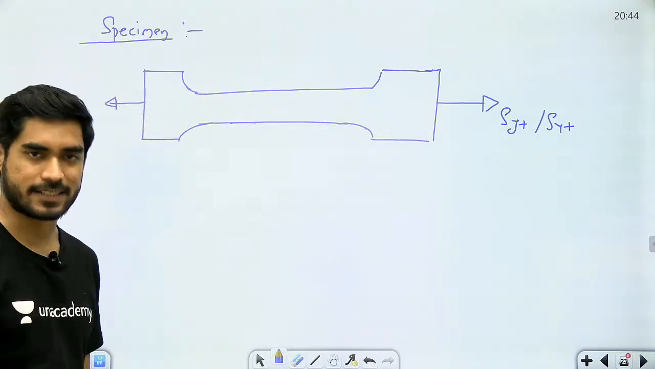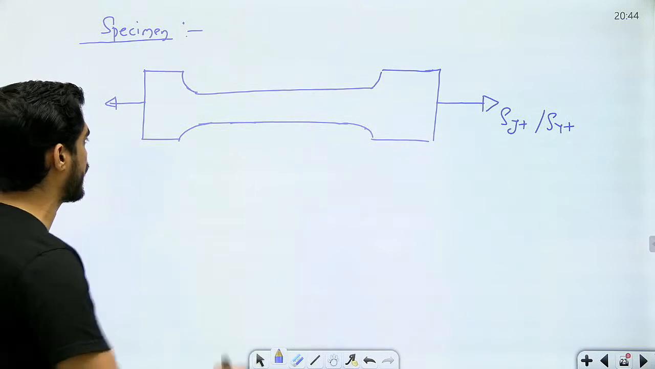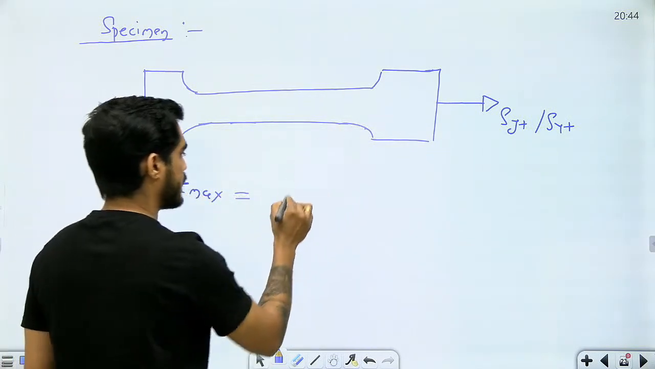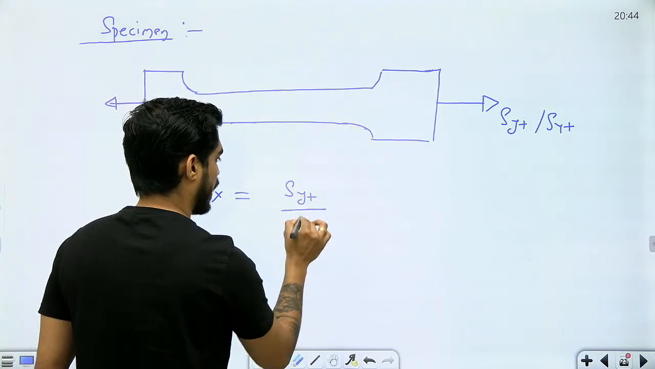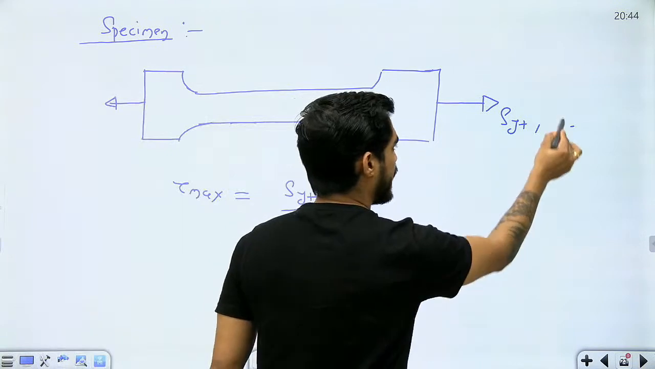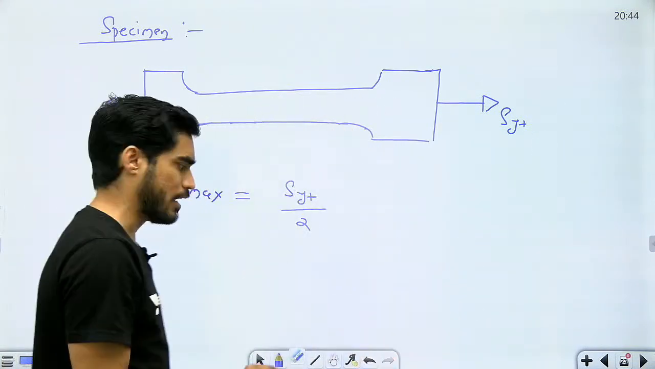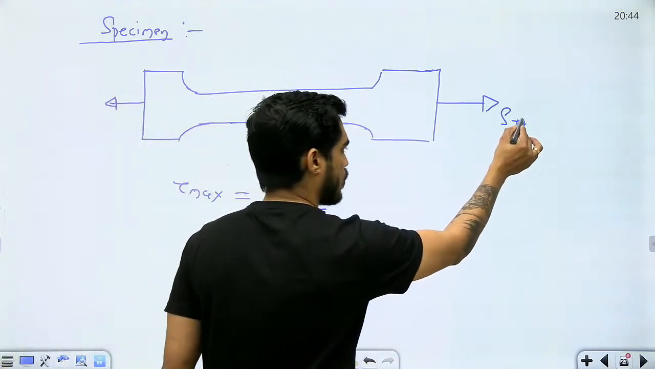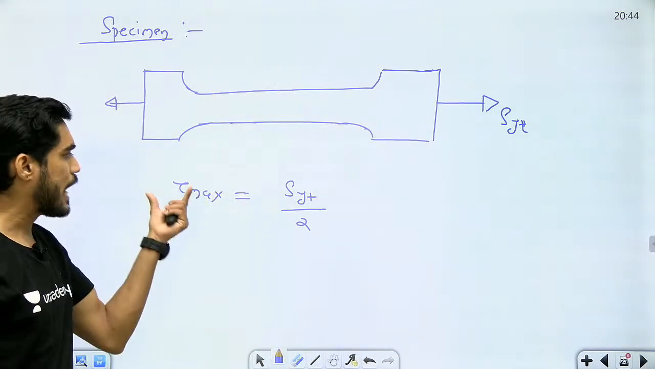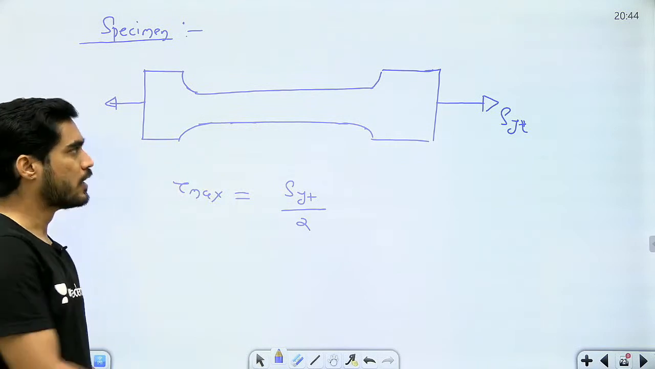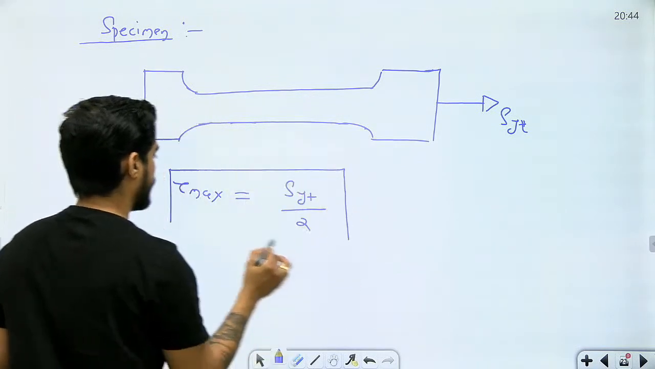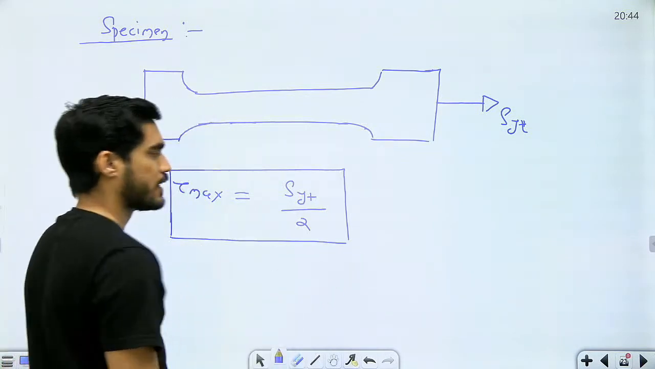You will study this in strength of material. आपने strength of material में पढ़ा था. इस केस में tau max is equal to SYT और SUT by 2. मैं बार बार SYT और SUT नहीं लिखने वाला हूं. I will only write SYT. If it is a brittle material, replace SYT with SUT. So tau max equal to SYT by 2 under uniaxial loading. ठीक है. So this is tau max of specimen.